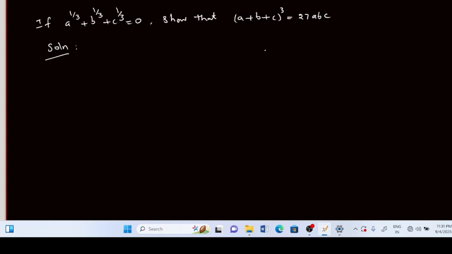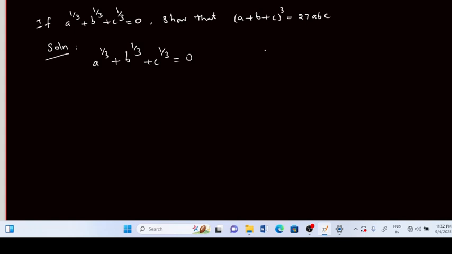If a^(1/3) + b^(1/3) + c^(1/3) = 0, we must show (a + b + c)^3 = 27abc. So here we consider the left hand side term a^(1/3) + b^(1/3) + c^(1/3) = 0.